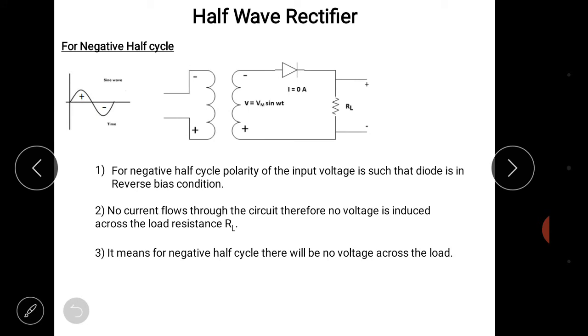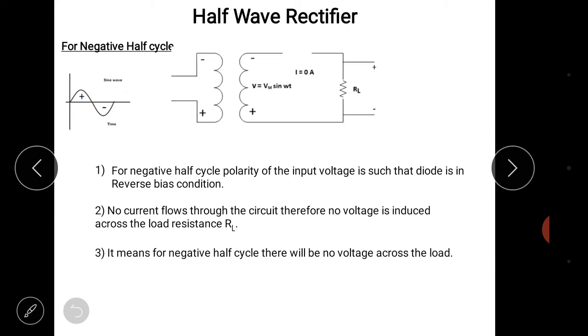Now let us investigate the working principle of half wave rectifier for negative half cycle. In the circuit diagram, negative half cycle is shown. Here we see the polarity of the voltage has become reverse. For negative half cycle, polarity of the input voltage suggests that diode will be in off condition, or diode will be in reverse bias condition. So no current flows through the circuit, therefore no voltage is induced across the load resistance RL. It means for negative half cycle there will be no voltage across the load.